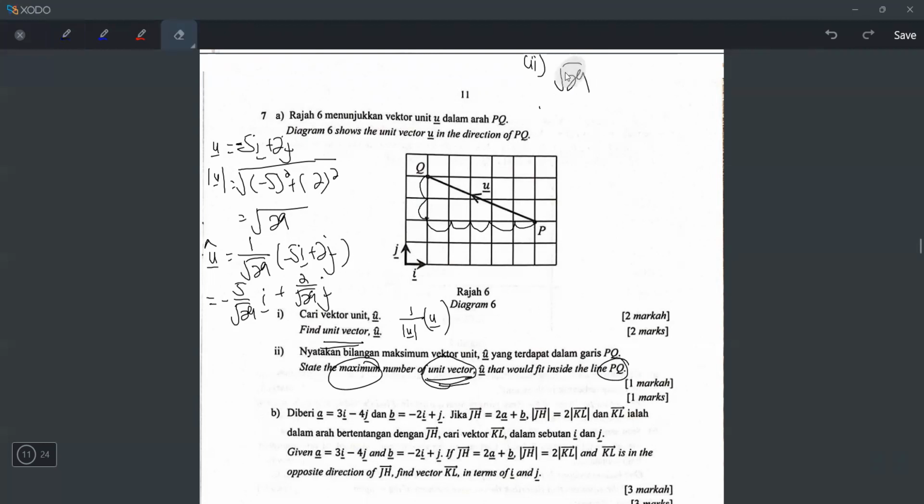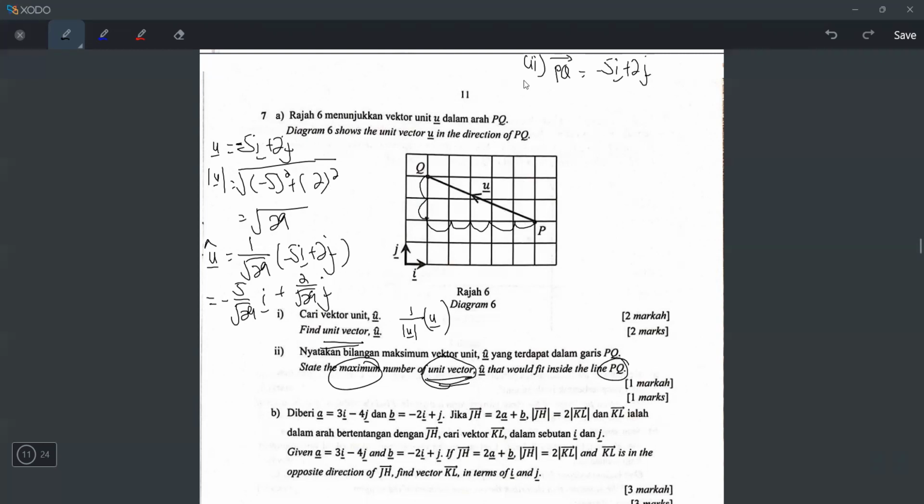Okay, the answer is square root 29, but I don't want to, how to say? If I explain like this, maybe only some of you can understand. So I want to explain using the other way. So I will explain using the working. I will show you the working. State the maximum number of unit vector that will fit inside the line. Even though it's 1 mark and you don't have to show the working, I will explain using working. So what they are asking is how many unit vector can fit inside PQ. So we all know vector PQ is what? Is negative 5i plus 2j.